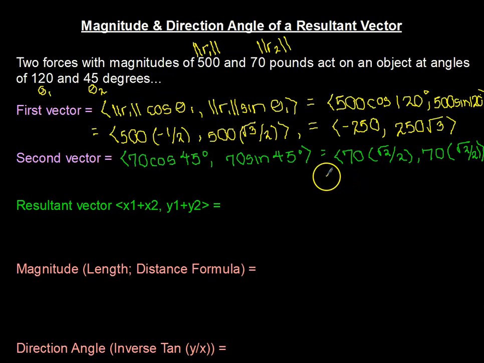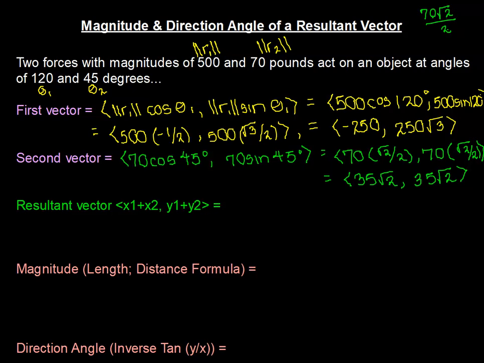So multiplying fractions, I go straight across. I'll get 70 square root of 2 over 2. I'll put that on top. And then I'm just going to divide 70 over 2 to give me 35, and I'll bring down the square root of 2. Same thing here, 35 square root of 2. So I've got my first vector and my second vector.